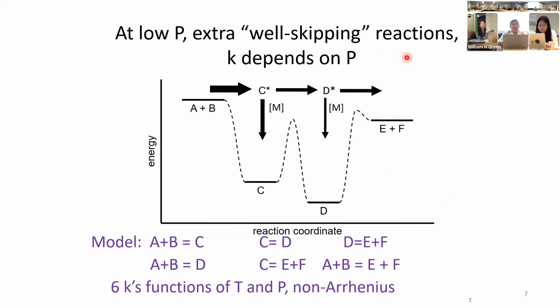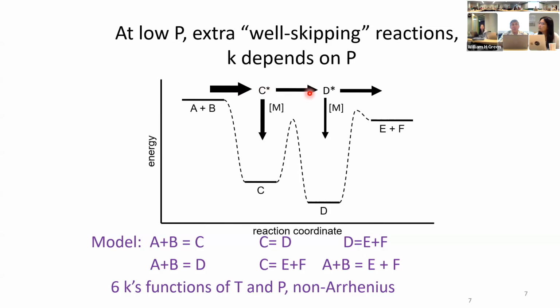However, at low pressure we get some extra stuff going on. I form C star, the energized C, but the collisions are too slow and can't take away all this energy. I'm forming C star faster than I can cool it down. What happens is I build up a pretty good steady state concentration of highly energized C. And it's so energized, it's above the barrier to isomerize to D. So it's just going to go whoosh right over to D because it's way above the barrier, and I have a high population of those molecules.